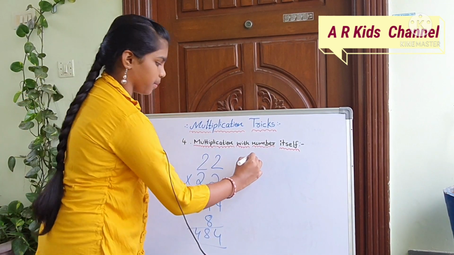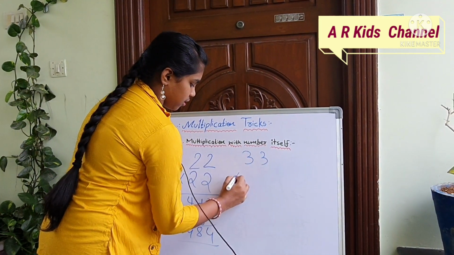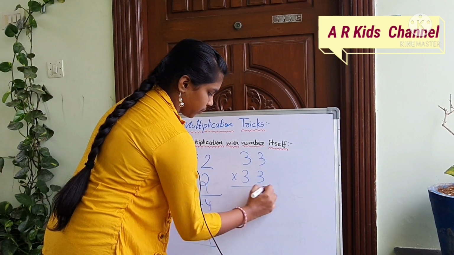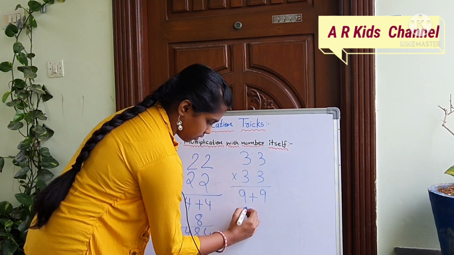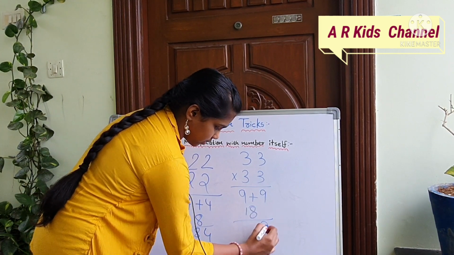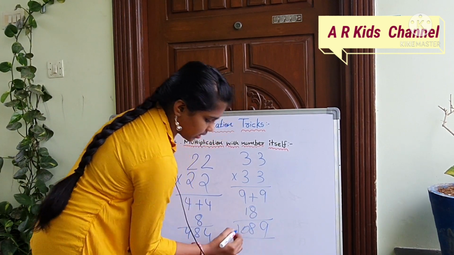Let us see another example. 33 into 33. 3 threes 9, 3 threes 9. When you add them, you get 18, and our answer is 1089.